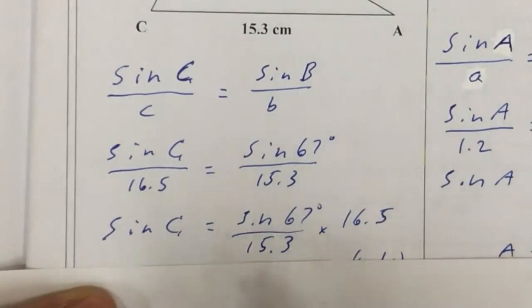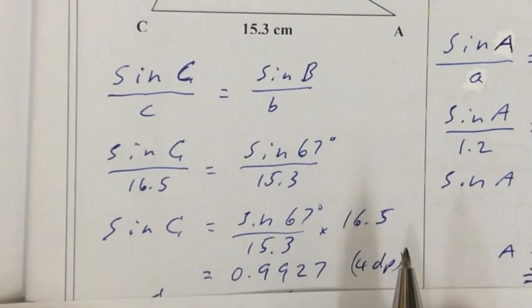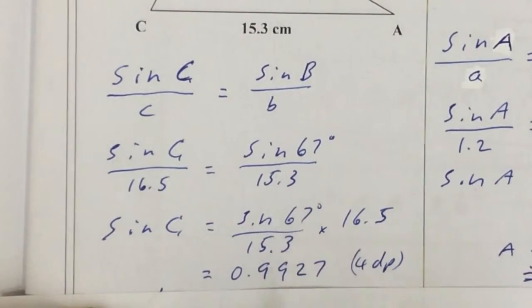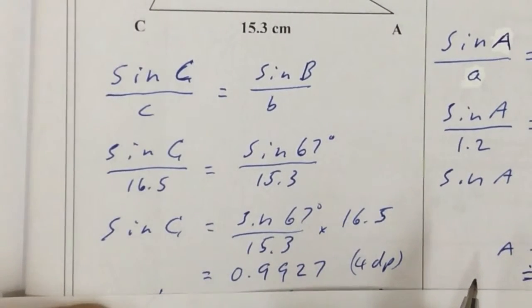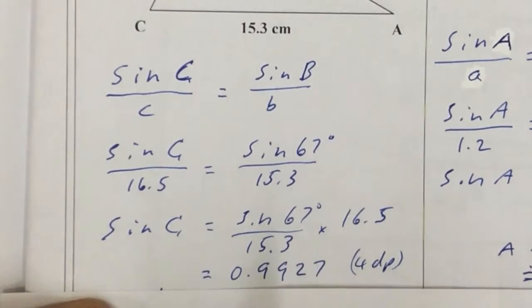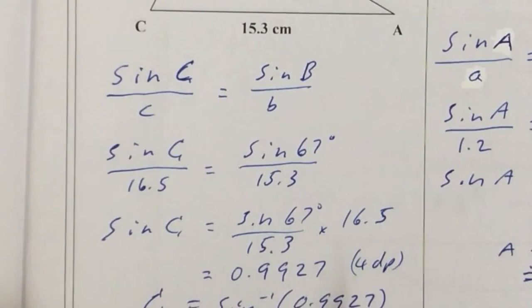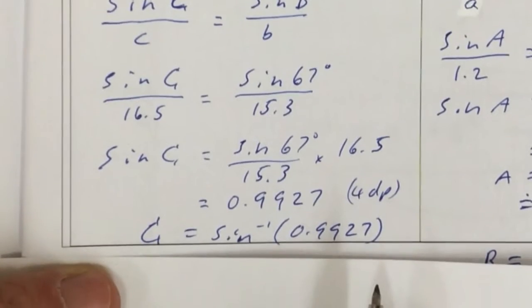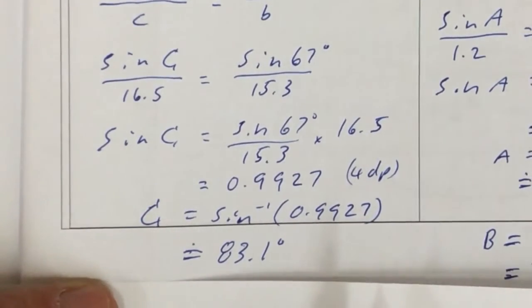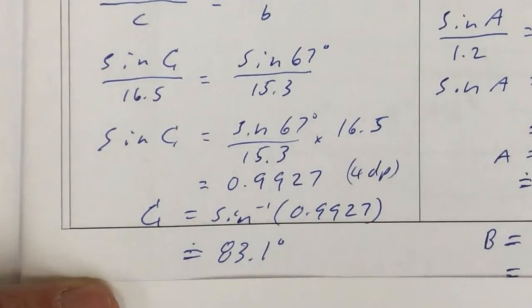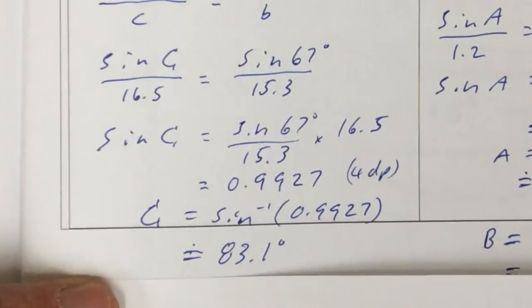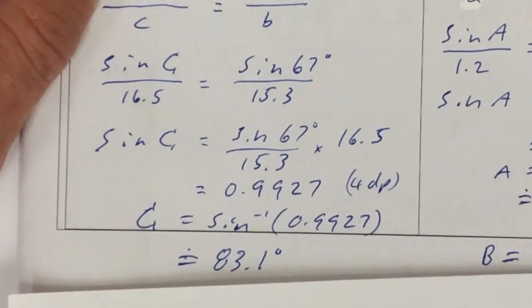So that will give you sine of C. Now you do this to about 4 decimal places to make it the most accurate. It gets the angle to about 1 decimal place. And then you do sine inverse of that, and it gives you an angle of approximately 83.1 degrees. These triangles are not to scale, so they're just a diagram for you to go by.